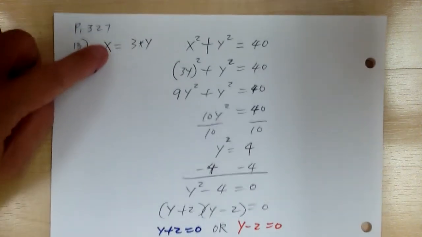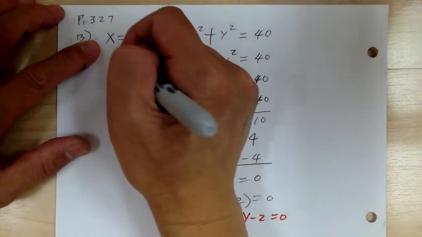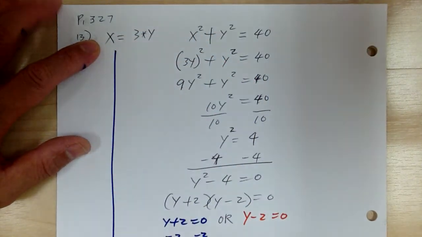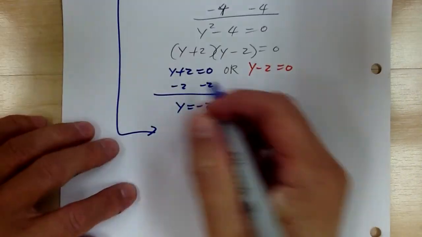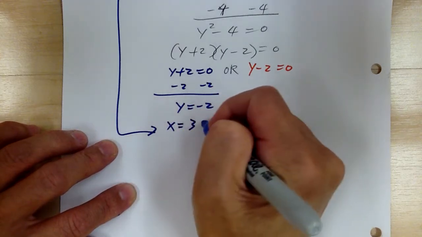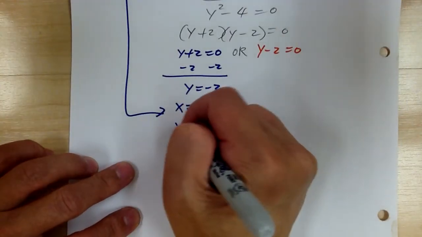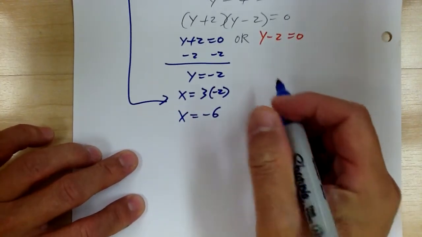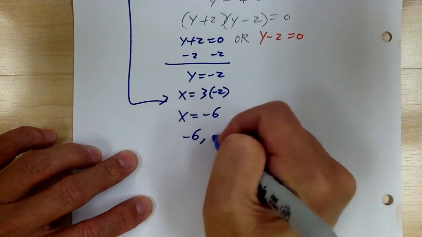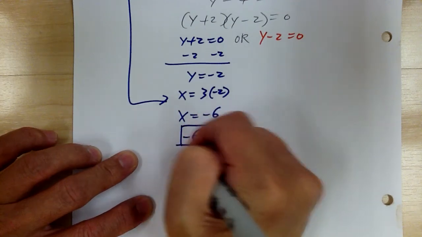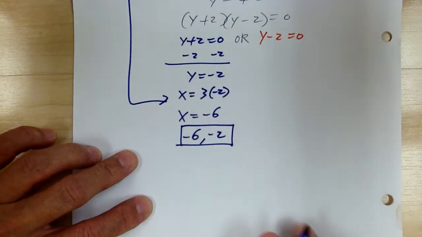Okay, and to solve for x, see, over here, that's the x equation, right? So you bring this way down here, right? So you're going to get x equal to 3 times negative 2, right? That's 3 times y, right? So you're going to get x equal to negative 6. So in this case, you're going to get negative 6, comma, negative 2. So that's your answer from this side.